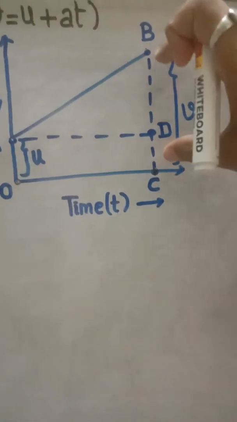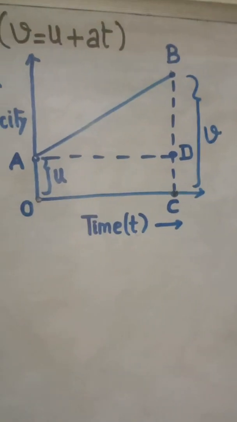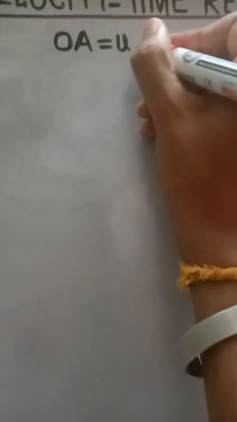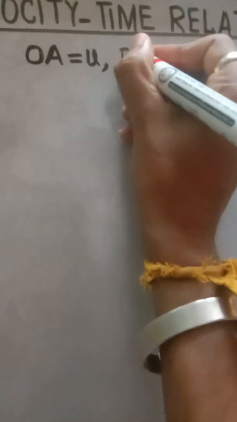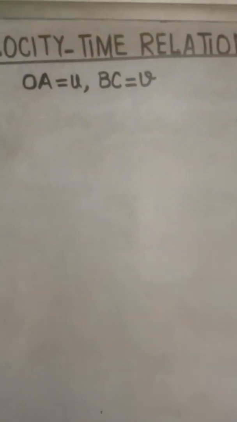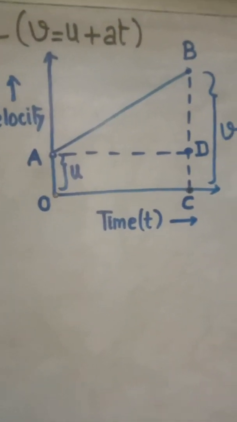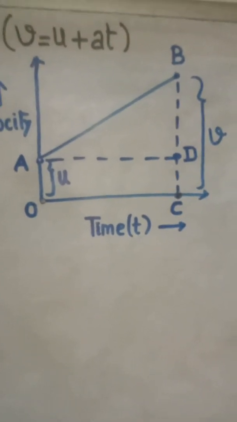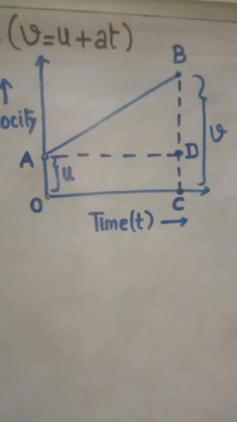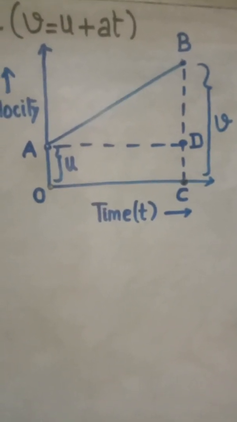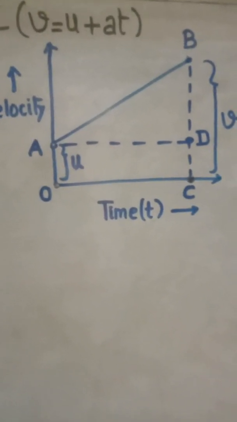That means this particular part is your final velocity. So we can write BC is equal to v. BC is the final velocity. Now what we have done is drawn dotted lines to complete the figure. We have drawn perpendicular lines from B as well as from A to complete the figure.